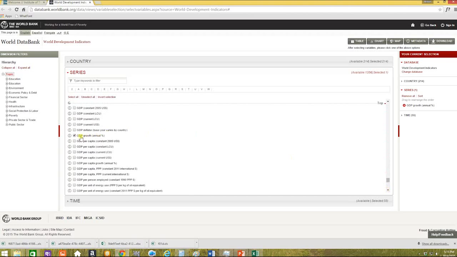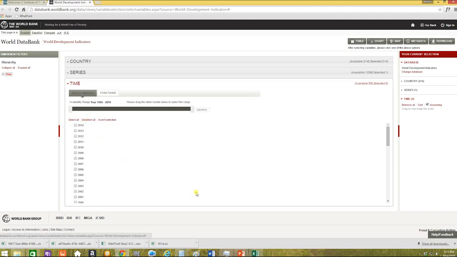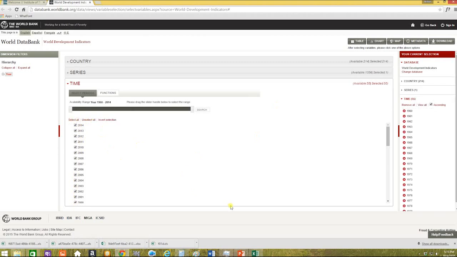And you'll see here that we've actually got GDP growth already checked. When you first go into this, this won't be checked. So click on GDP growth, and then for time, when you first click in, all of these will be unchecked. You just click on select all, and then at the top here, you can look at all of this data any way you want to, but we're just going to download it.